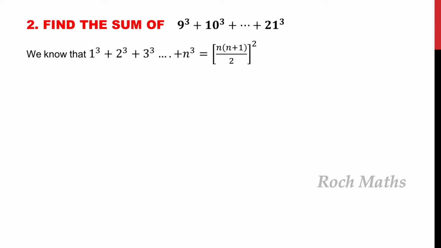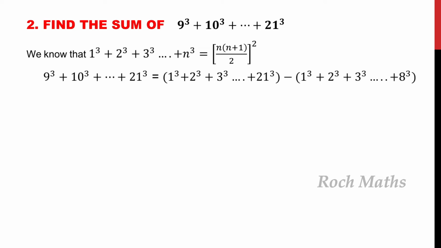So how can you find out the values from 9 cube to 21 cube? Yesterday also we have learned the same method. For that, we can take the biggest series from 1 to 21. From 1 to 21 series, we can subtract the series from 1 to 8. 8 means before 9, we have 8, so we can subtract 8 cube. After applying the formula, we get 21 into 21 plus 1 by 2 the whole square minus 8 into 8 plus 1 by 2 the whole square.